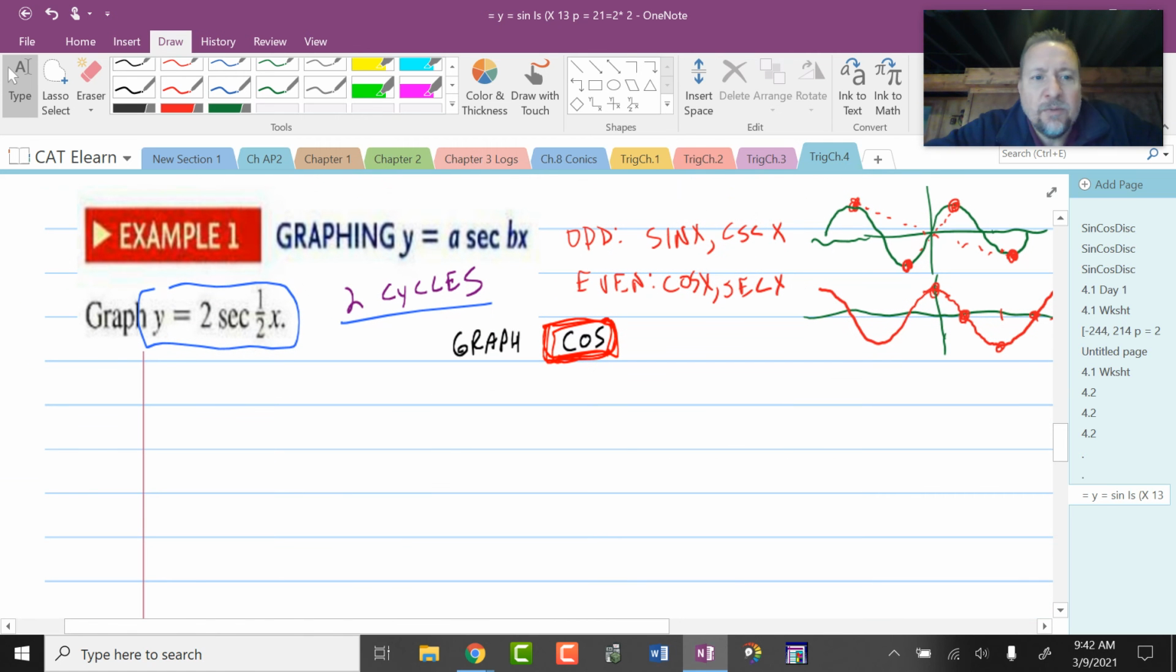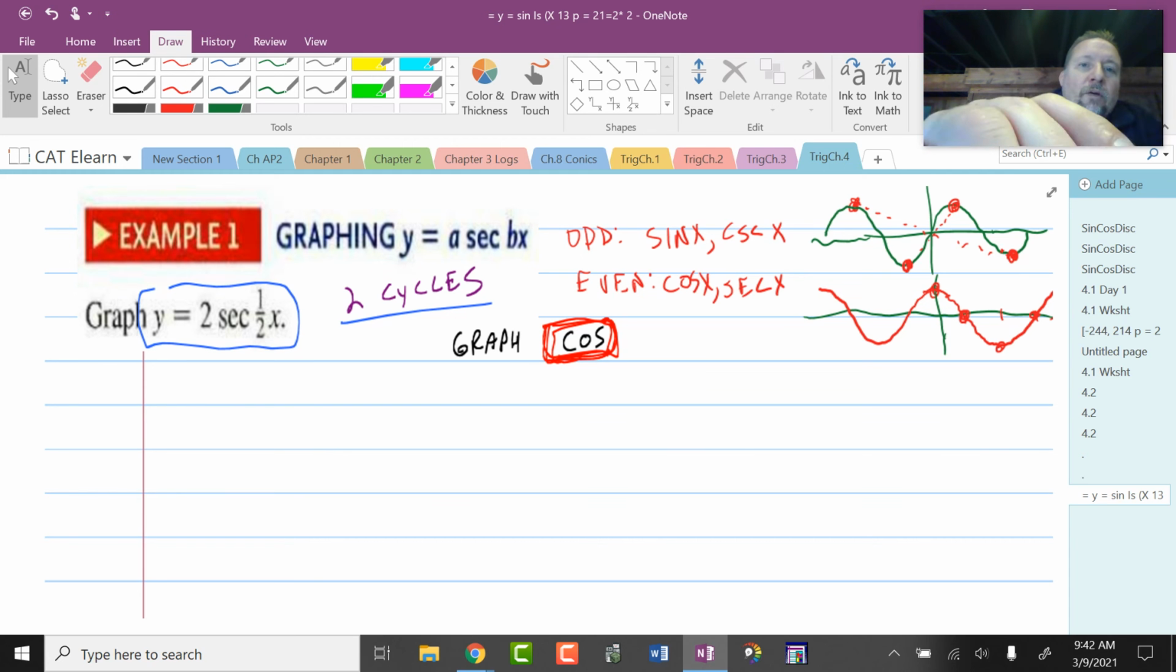You want to write that, it's still visible up there. We're going to go ahead and graph this. This one's actually going to be easy because there's no right-left shift. We can go right to the graph after we label our parts. We'll talk about domain, range, sorry, domain and asymptotes.